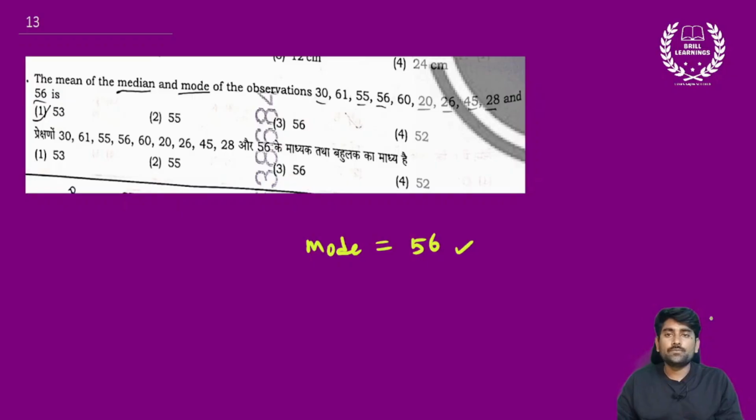Median means we need to first arrange all the given data in ascending order. Okay. Least one is 20. Second one is 26. Third one is 28. And fourth one is 30.